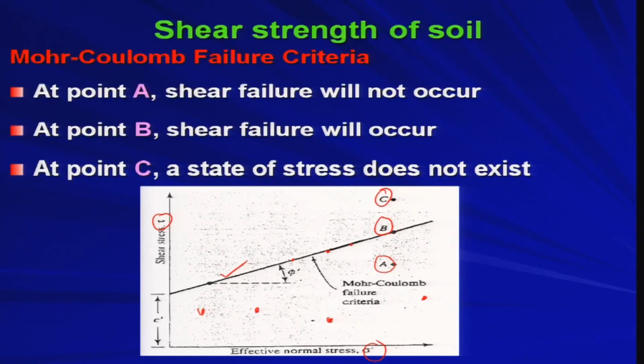Now, what about point C? At point C, a state of stress does not exist, because you can move from any point to any point by varying sigma and tau, and ultimately this is your boundary, this is your limit, the limiting condition. The soil is saying beyond this limit I cannot take the load. So, you cannot have access beyond this line.